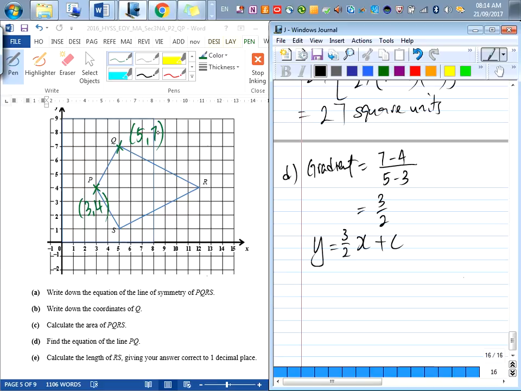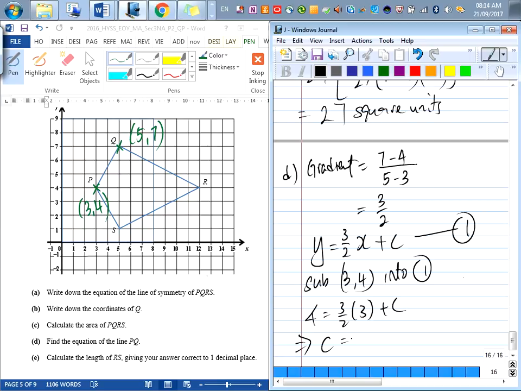Now I have two coordinates to choose from. What to choose? Does it matter? Doesn't matter. All of them will satisfy it. So if I sub 3, 4 into equation number 1, let's just call this equation number 1, I will get 4 equals to 3 over 2 times 3 plus c. And therefore c is equals to, how much is it? 9 over 2, negative half, right? So now, sub this back into 1, I will get y equals to 3 over 2x minus half.